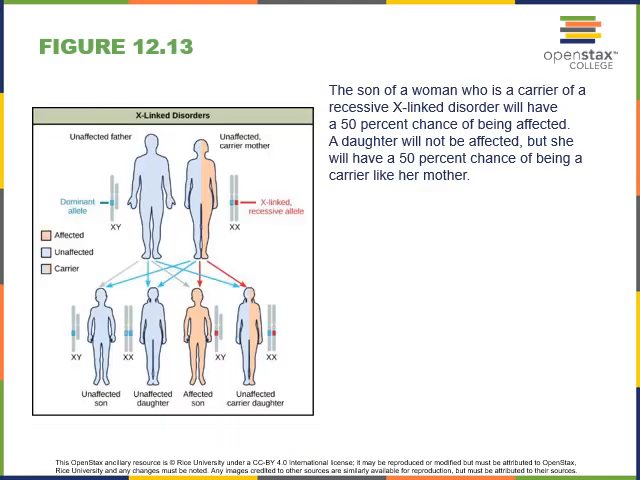Until now, we've only considered inheritance patterns among non-sex chromosomes or autosomes. In addition to the 22 homologous pairs of autosomes, human females have a homologous pair of X chromosomes, whereas human males have an XY chromosome pair. Although the Y chromosome contains a small region similar to the X chromosome that allows them to pair during meiosis, the Y chromosome is much shorter and contains fewer genes. When a gene being examined is present on the X chromosome but not on the Y chromosome, it is said to be X-linked.